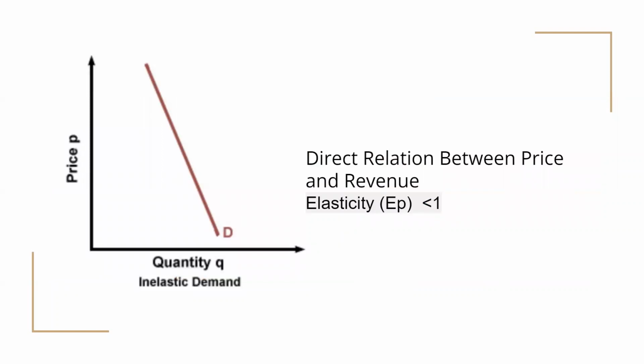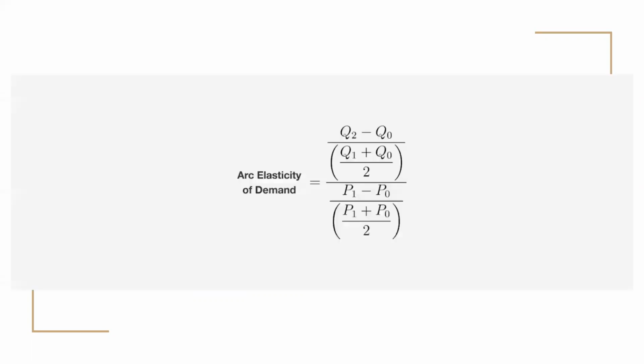Now let's take a look at the inelastic demand curve. That's how it looks. From the curve, you can see that a small change in price causes just a small change in quantity. And from here, you can also conclude that there's a direct relation between price and revenue. When price goes up, inelastic product revenue also goes up. How can I know if it's inelastic? If the elasticity is smaller than 1, it's inelastic.